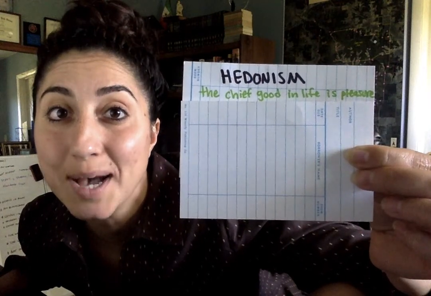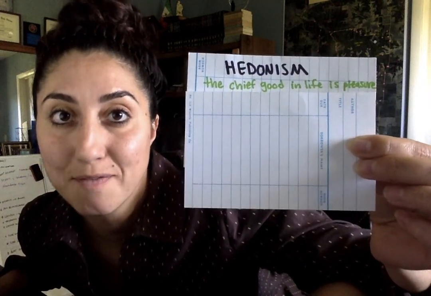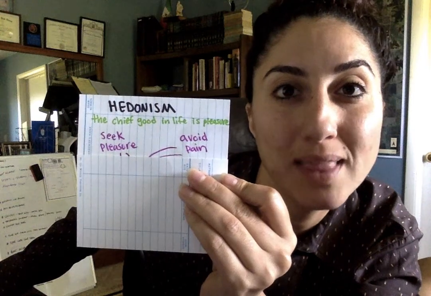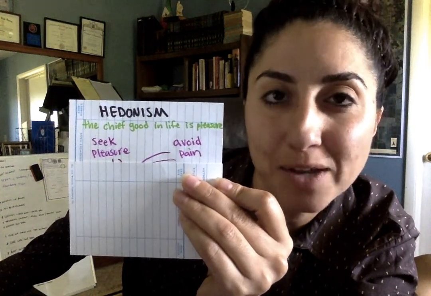According to hedonism, the chief good in life is pleasure. Your goal in life is to seek pleasure and avoid pain. Whose pleasure should you seek?